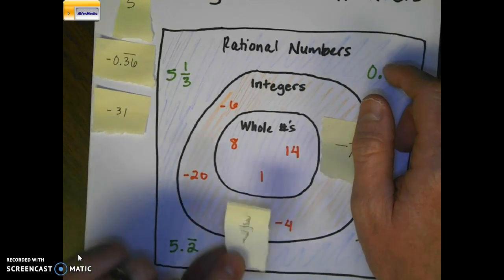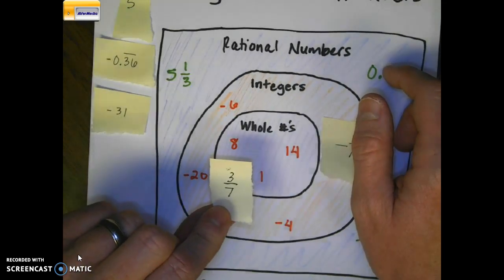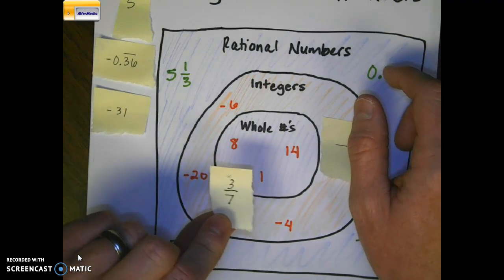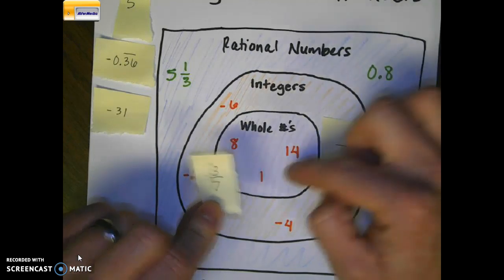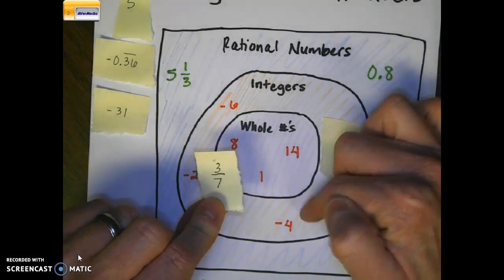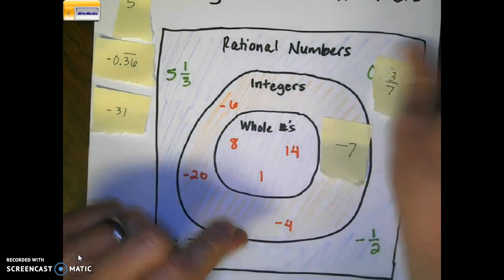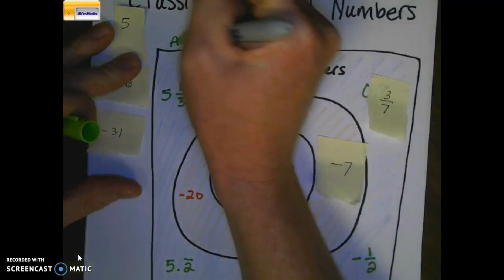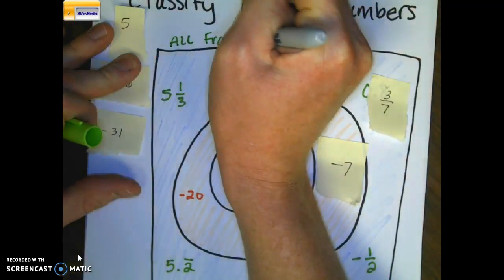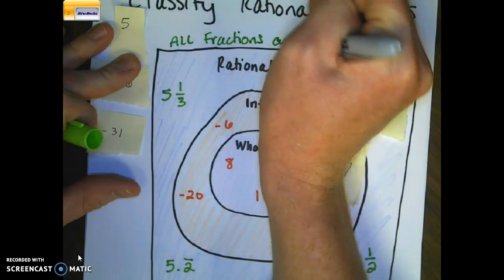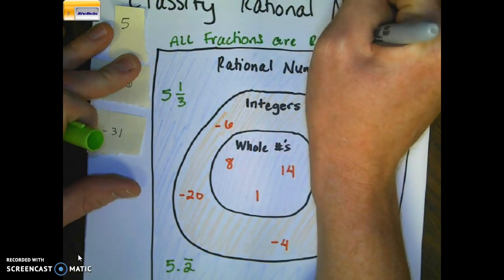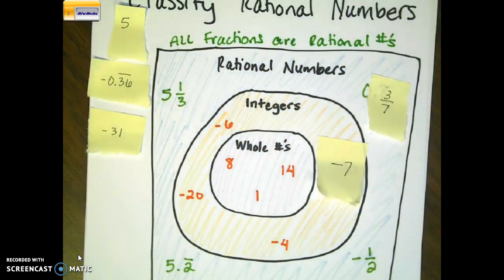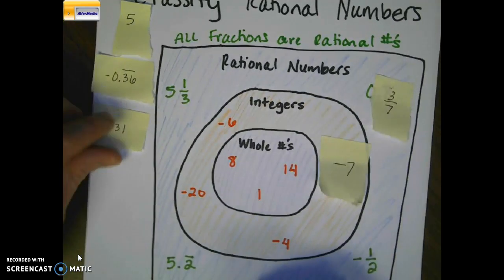Okay? Let's just go right here now. What about 3/7? What did I say at the beginning of the video? I said all fractions are rational numbers. So, can this fit in the whole number category? No. Integer category? No. Rational number category. And you know what? I would even write that right here, guys. Put all fractions are rational numbers. You got it? All right, let's do a few more.